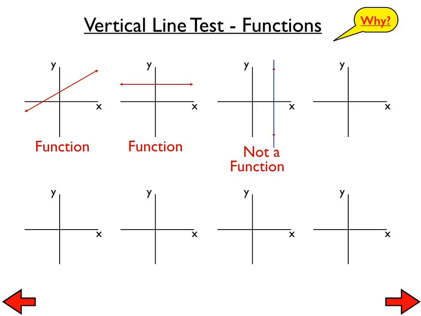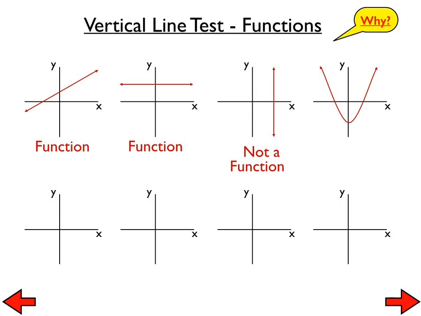Now, one of the questions I have up here is why? And I'm kind of explaining them along the way, but the reason why this one is not a function is because of the vertical line test. It crosses the line at more than one spot. That is x equals 5.